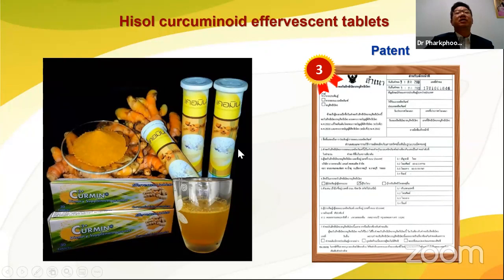After we got the process for preparation of the ternary complex, we formulated and developed the product in the form of effervescent tablets. We call it water-soluble curcuminoid effervescent tablets. This can be applied as a functional food, and when we prepare it in the form of effervescent tablet, we can make it clearly soluble and also reduce the pungent smell using the carbon dioxide from the effervescent tablet. We also applied for a patent for the formulation of the curcuminoid effervescent tablet.